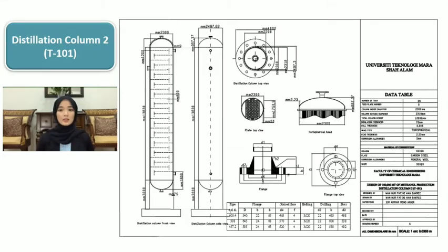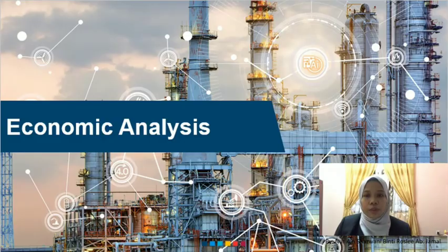This is the AutoCAD drawing for distillation column 2, T101, that I've explained all the details of in the previous slides. So that is all from me for distillation column 2. Now, I will proceed with the economic analysis.